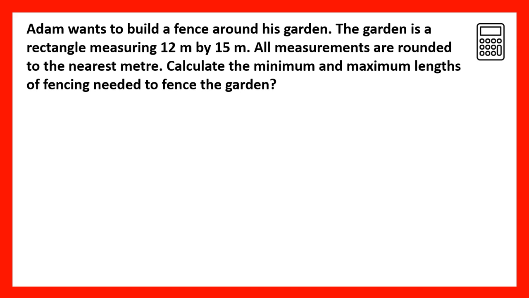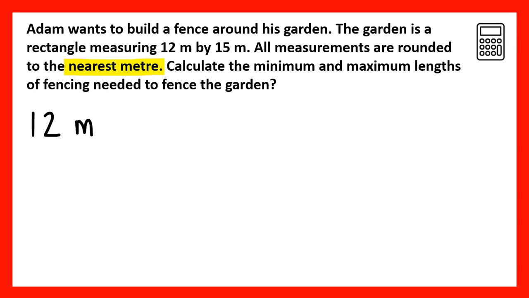Here's the beginner question, one of the easiest questions that you're likely to find on this topic. Adam wants to build a fence around his garden. The garden is a rectangle measuring 12 meters by 15 meters. All measurements are rounded to the nearest meter. Calculate the minimum and maximum lengths of fencing needed to fence the garden.